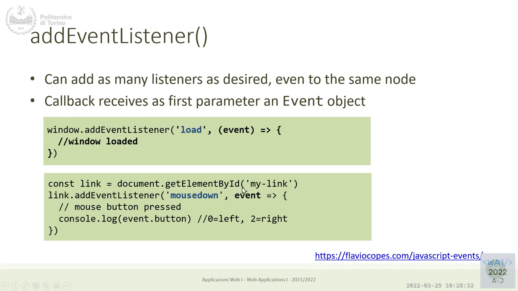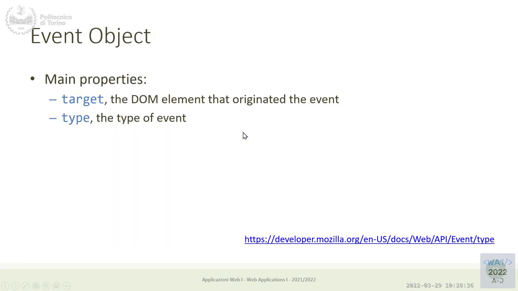The argument of the callback function is this event object. And this event basically contains two main properties, some more, but the main ones are these two. One is event.target that points directly to the HTML node that generates the event. So we know which element the event happened on. So if you have 20 buttons in the page, and you register the same event handler to all of the buttons, then every time I receive an event, I can query event.target and understand which button was pressed, because it will point to the node that originated the event. And type is the type of event, so click and so on.